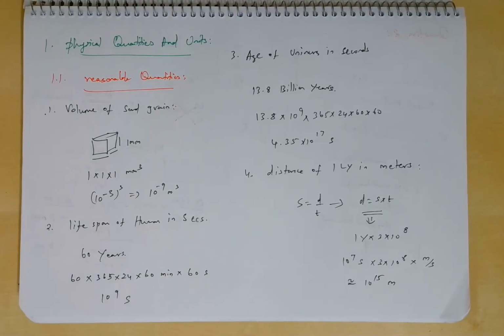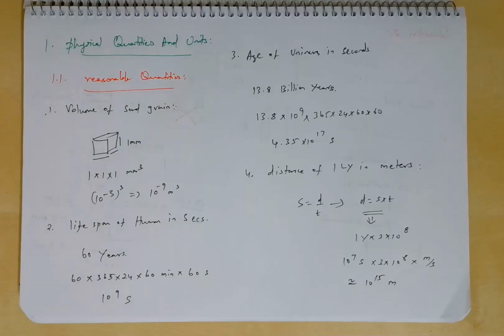Similar to light year, you can also find the sound year. How much sound can travel in 1 year? Instead of 3 into 10 power 8, we'll just use 330. Then you will get approximately 10 power 7 seconds.